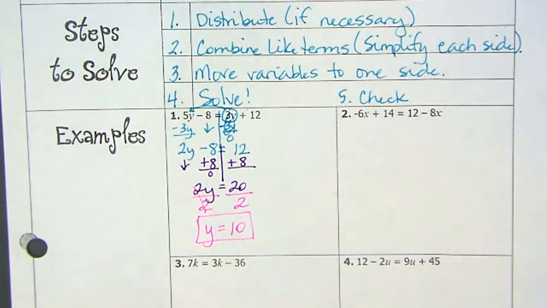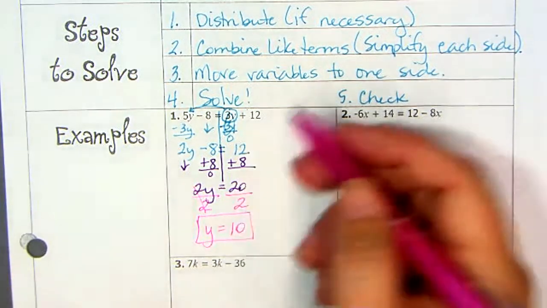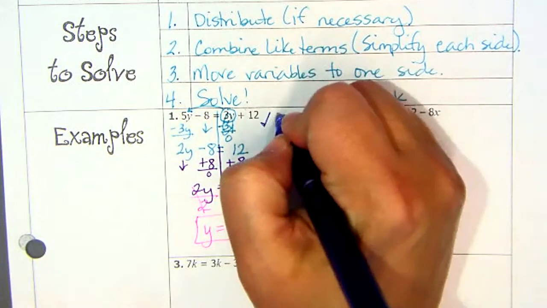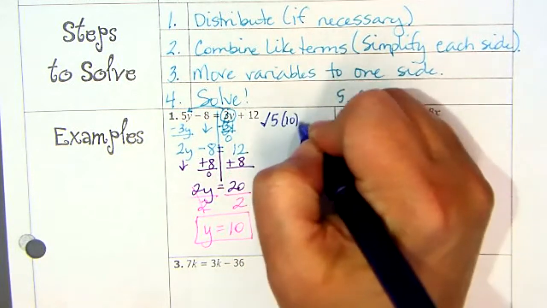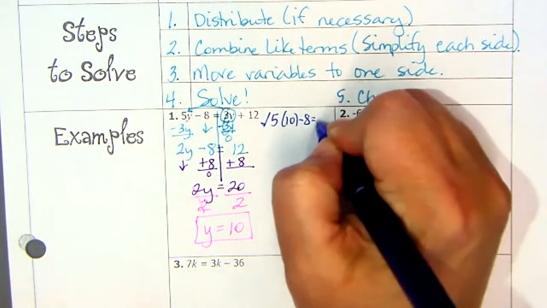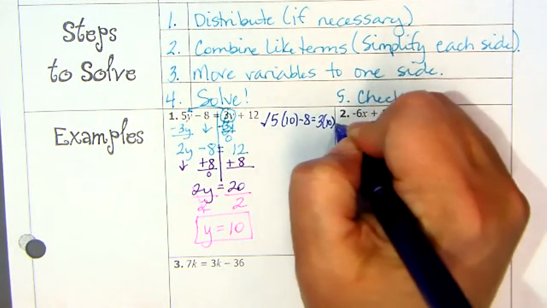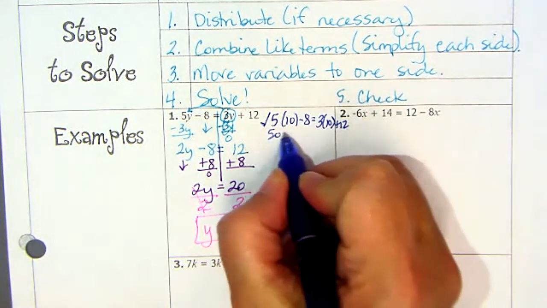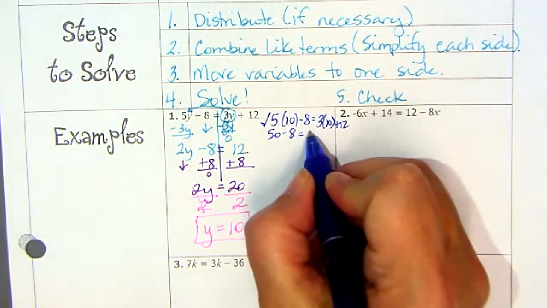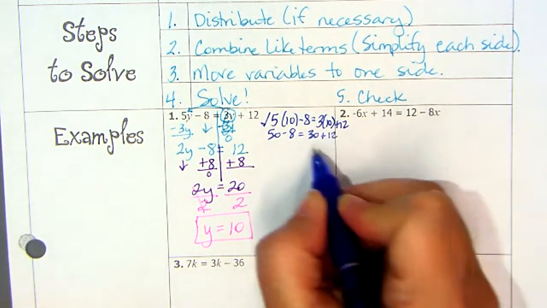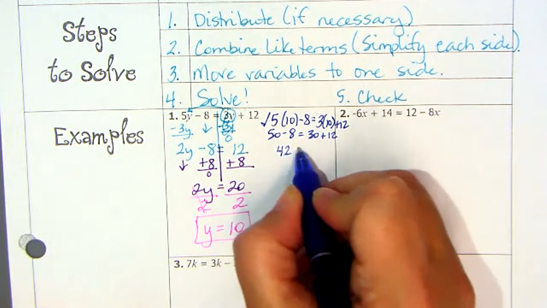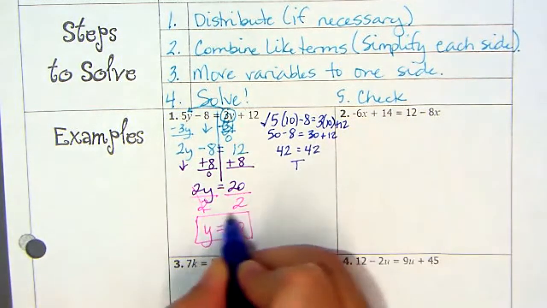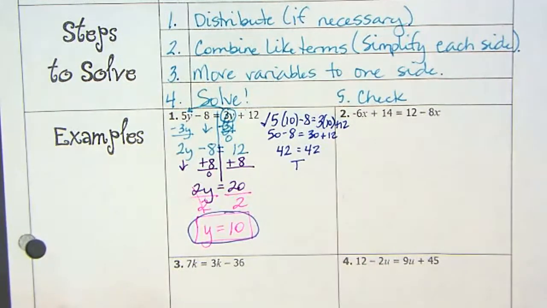If you so choose, you would now take your answer and plug it in to both sides. And that check would look like 5 times 10 minus 8 equals 3 times 10 plus 12. And I simplify each side. So I've got 50 minus 8 equals 30 plus 12. 50 minus 8, that's going to give me 42 equals 30 plus 12, 42. This is true, so therefore this is my correct answer.